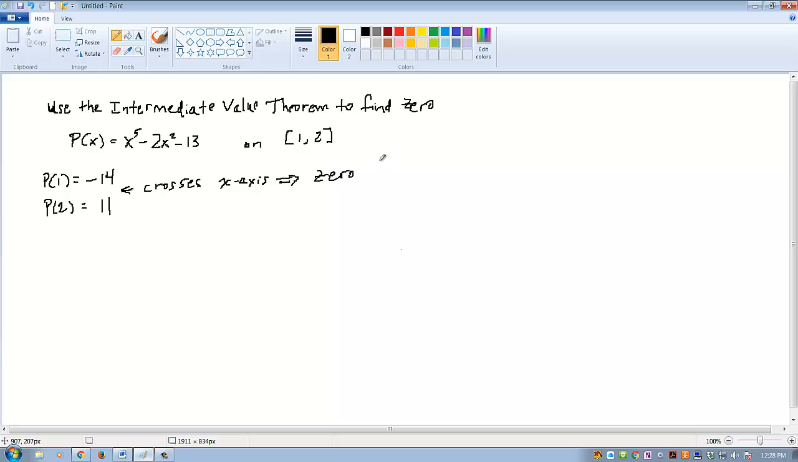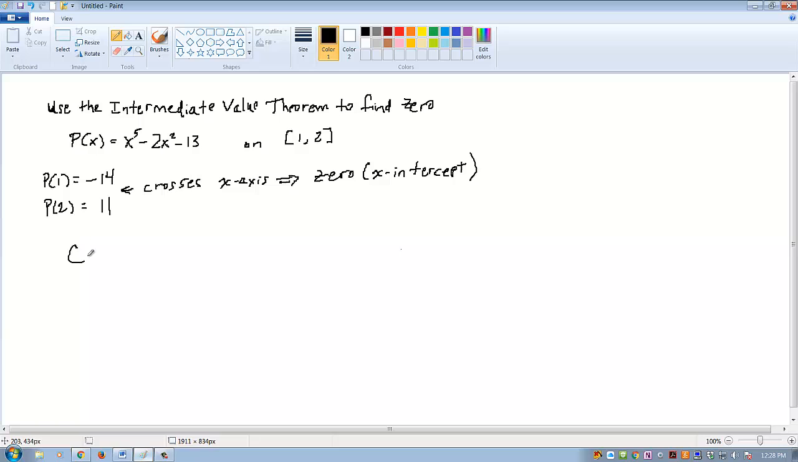Now remember, the zero is also another name for an x-intercept, and that's actually the terminology we've used in previous math classes a great deal. But somewhere between here, between it going from negative 14 to 11, it crosses.